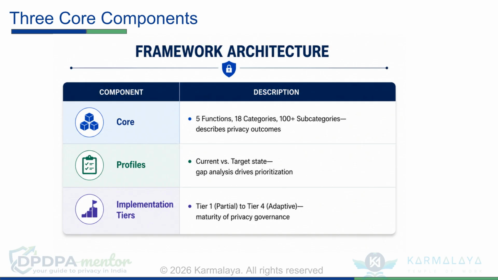Implementation tiers describe how formalized and repeatable your privacy practices are, from Tier 1, partial, ad hoc, to Tier 4, adaptive, continuously improving. These help you benchmark maturity and set realistic improvement goals.